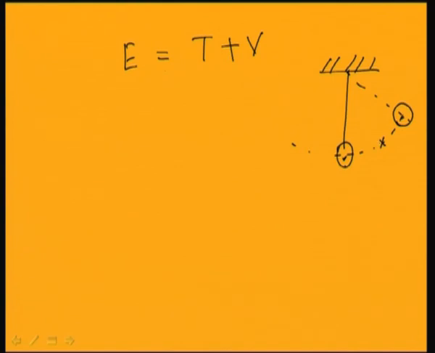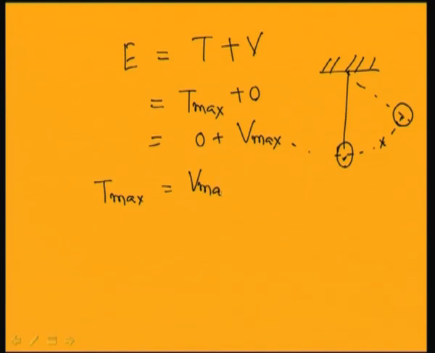So, you can write E equal to T plus V, that is the total energy of the system. Also you can write this as T max, maximum kinetic energy, plus 0, or you can write this as 0 plus V max, maximum potential energy. So, you can write T max, the maximum kinetic energy, will be equal to V max, the maximum potential energy of the system. So, by using this expression also you can find the natural frequency of the system. So, T max equal to V max.